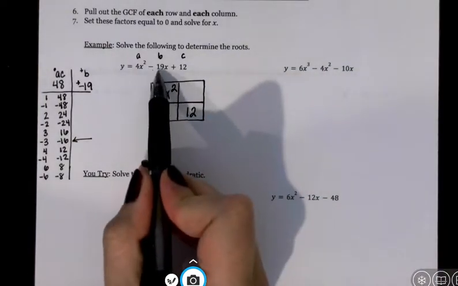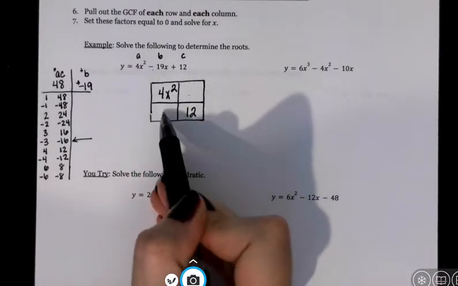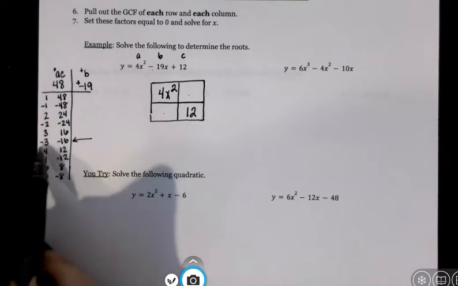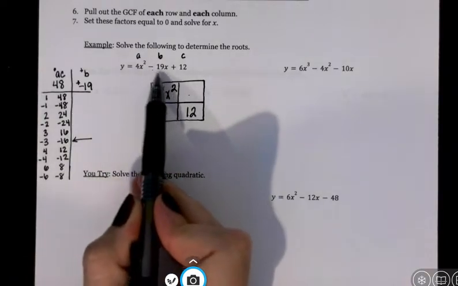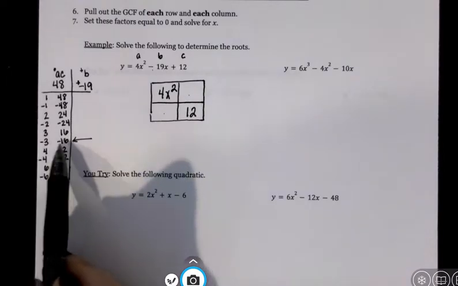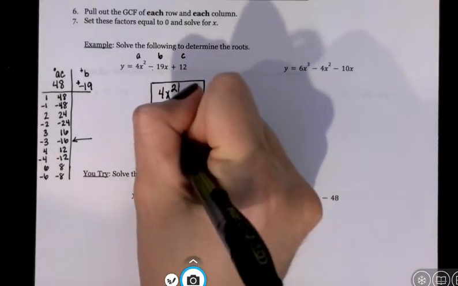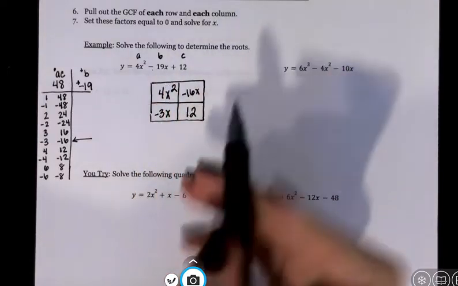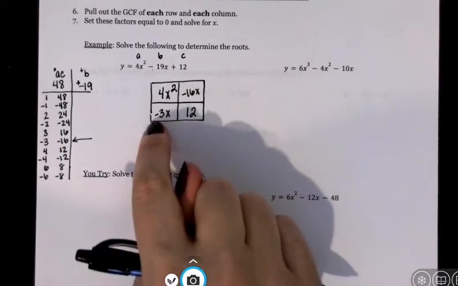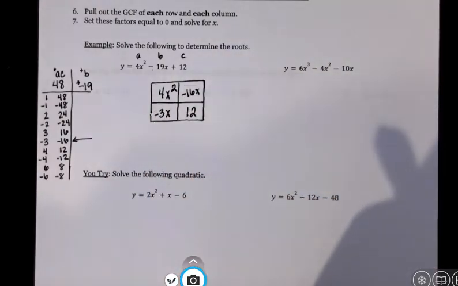This negative 19x is getting split between these two boxes, and that's why we had to find our factors here. I can split negative 19x into negative 3x and negative 16x. So that is what is going to go in these boxes. And it doesn't matter if I put my negative 16x here and negative 3x here and flipped them, that would be completely fine.